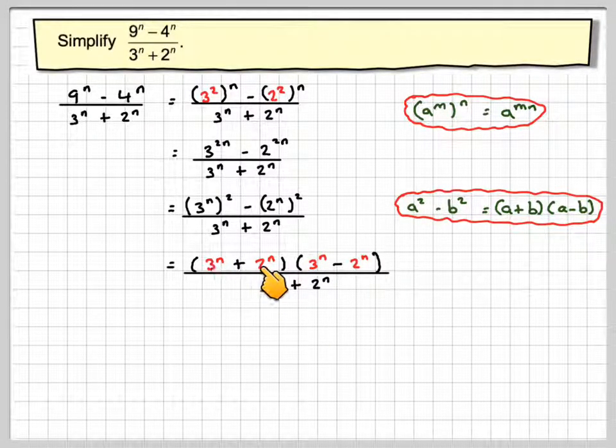Now we notice we have the same thing here as the same thing here. So we can cancel out, and we're just left with 3^n − 2^n, and that is as far as we can simplify it.